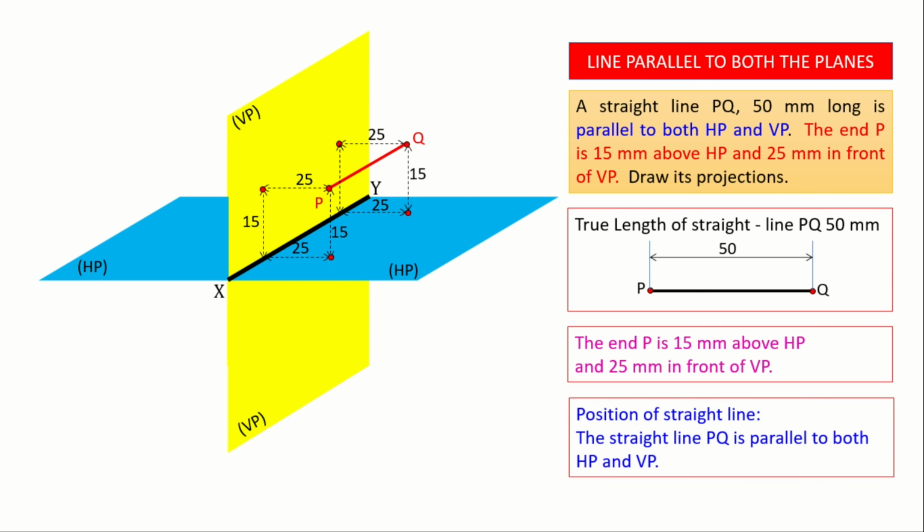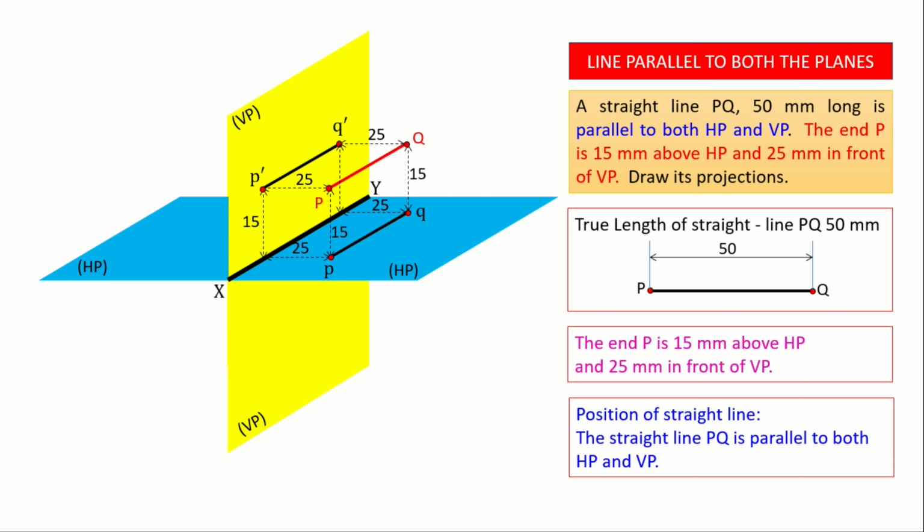Also, the position of the straight line is such that the straight line PQ is parallel to both HP and VP. The front view P dash Q dash of this line is seen on VP. The line P dash Q dash is parallel to XY and is of length equal to the true length of the line PQ. Also, the top view of the line PQ is parallel to XY and the length is equal to the true length of the line PQ.